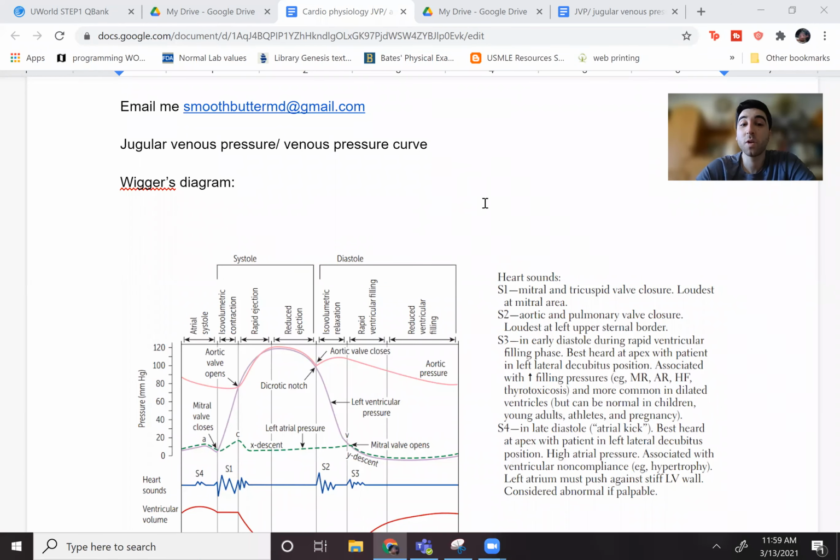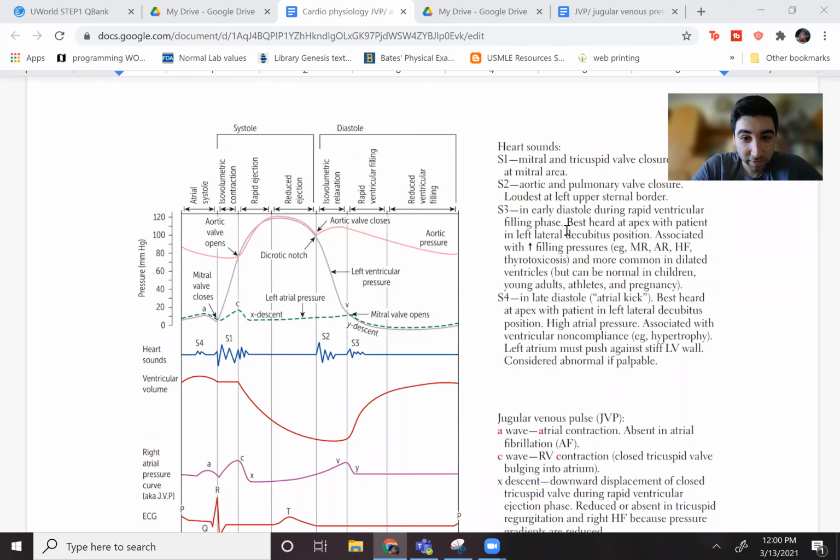Hello, everyone, and welcome to our video on cardiophysiology. This is going to be our first video, and it's going to be about jugular venous pressure and venous pressure curves. Let's start off by taking a look at this diagram in First Aid.